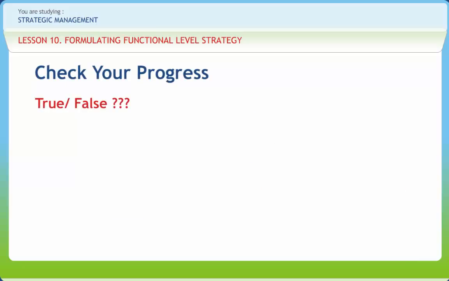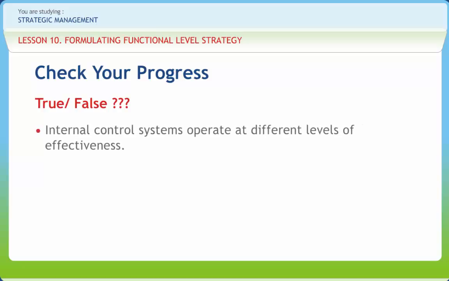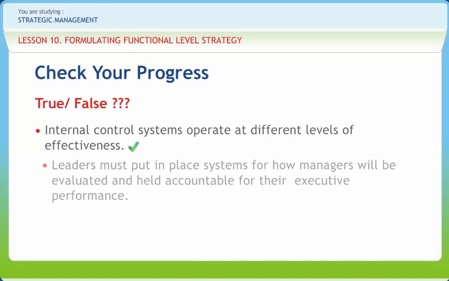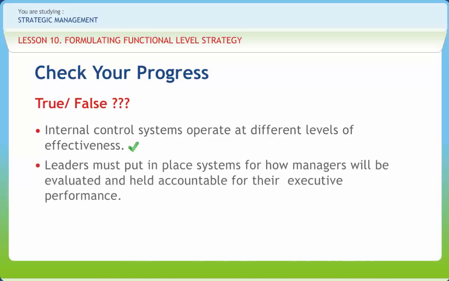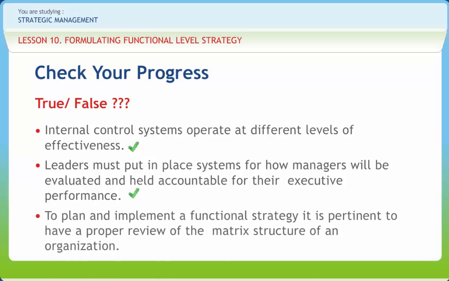Now let us check if we have understood the various concepts discussed in this lesson clearly. Internal control systems operate at different levels of effectiveness. Right or wrong? Right. Leaders must put in place systems for how managers will be evaluated and held accountable for their executive performance. Right or wrong? Right. To plan and implement a functional strategy, it is pertinent to have a proper review of the matrix structure of an organization. Right or wrong? Wrong.